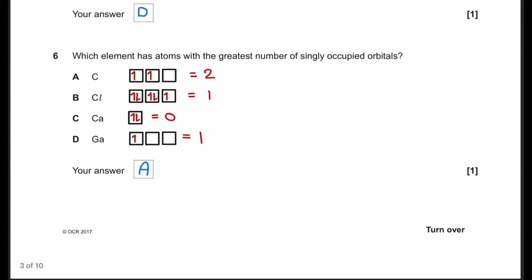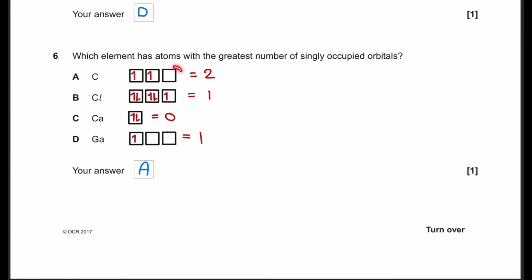Moving on to question 6. Which element has atoms with the greatest number of singly occupied orbitals? So to answer this, what I've done is I've identified which block in the periodic table each of these elements belongs to. So I've got P, P, S, and P. And then I've drawn the respective boxes that represent the outermost subshell for each of those elements. And then, based on how many electrons it has to put into that outermost subshell, I've filled the orbitals up, the boxes, singly at first.